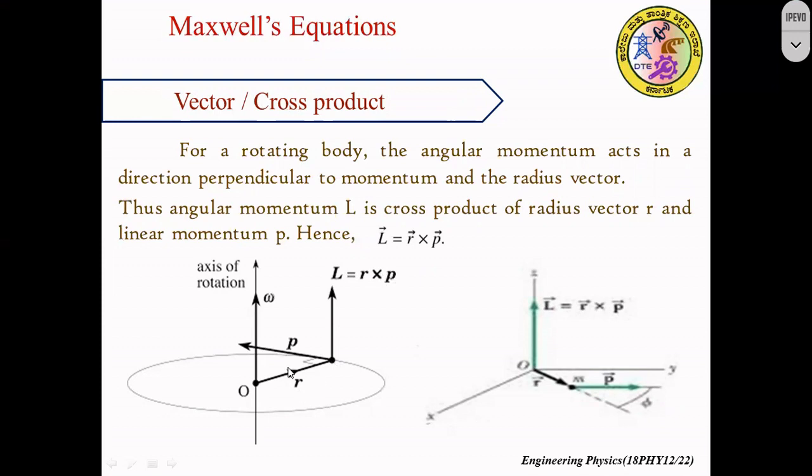Here R is a vector, P is a vector. So the cross product of two vectors will give us the resultant, that is the angular momentum, which is also a vector. The direction of the angular momentum again can be calculated from right-hand screw rule, and it will be in the upward direction as shown in the diagram. So this is the example for cross product of two vectors.